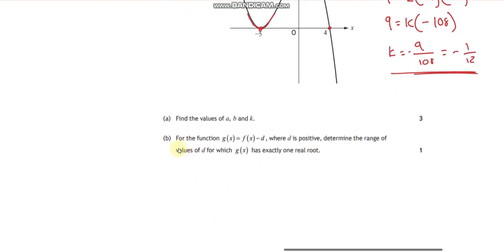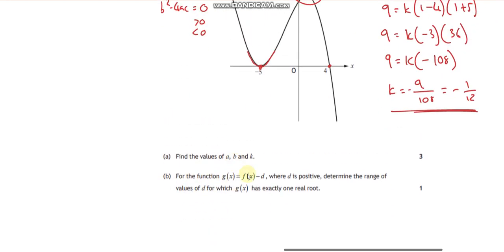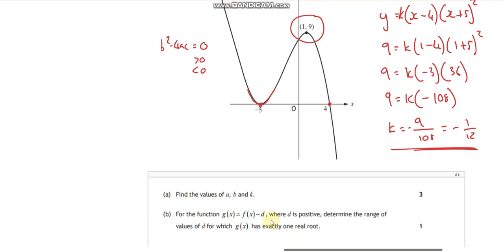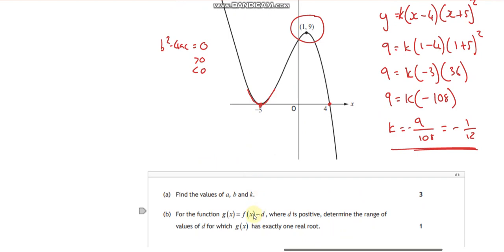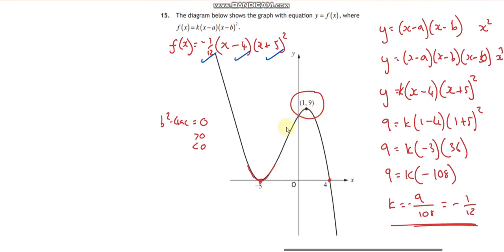Next part of the question, for the function g of x, that is when f of x has got d taken away, okay? Determine the range of values for which that function has one root. Okay, so what it's saying here is, I've got a new function, which is this function, take away d, i.e. it's moved down, isn't it? Yeah, so how much do I have to move it down for this to only have one root?